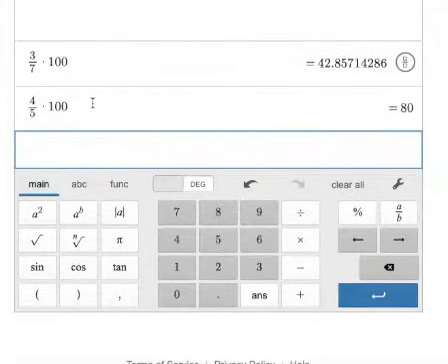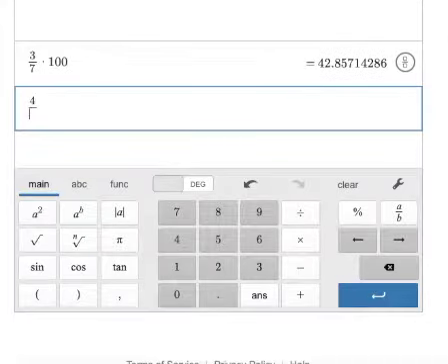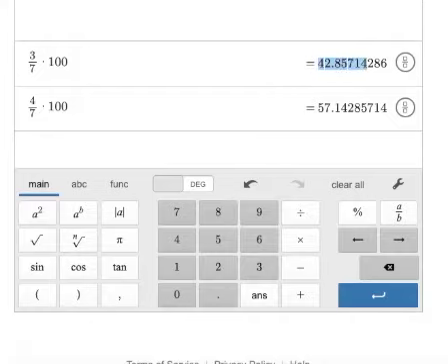So there's my number. So 3 out of 7 is 42.85% or 43%. And then 4 out of 7 is 0.57. So times 100 is going to be 57%. See, whenever I multiply by 10, just move the decimal point. So then 4 out of 7 is 57%, and 3 out of 7 is 43%.